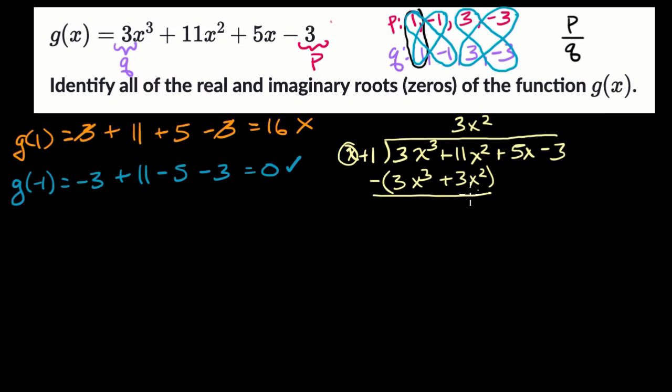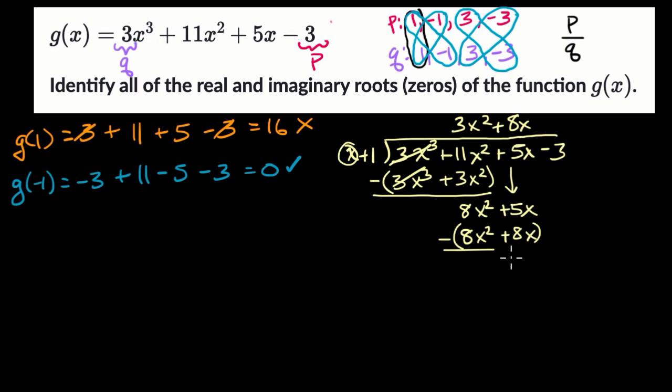Now we subtract this. That cancels with that. And 11x squared minus 3x squared is 8x squared. Bring down the first degree term, plus 5x. x goes into 8x squared 8x times. If you just take 8x squared divided by x, you get 8x. So 8x times x is 8x squared. 8x times 1 is plus 8x here.